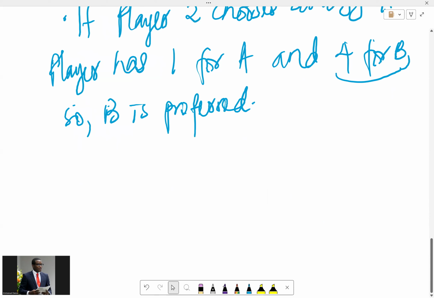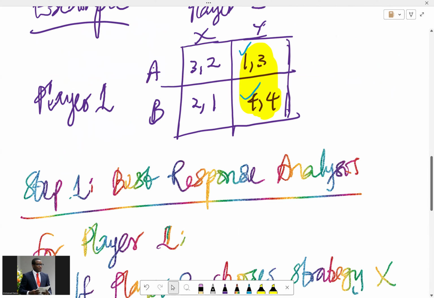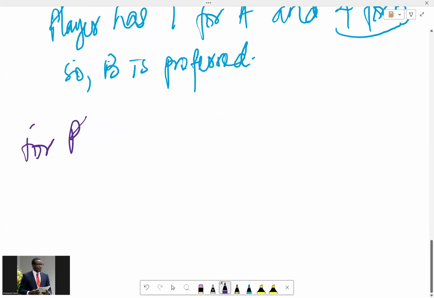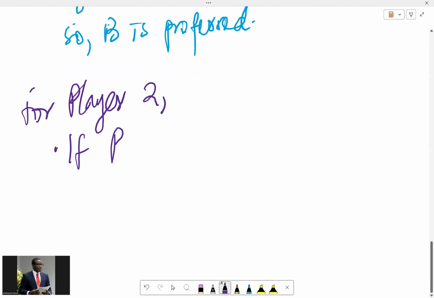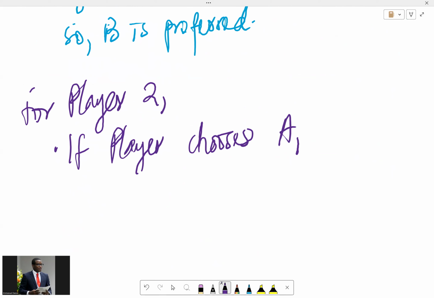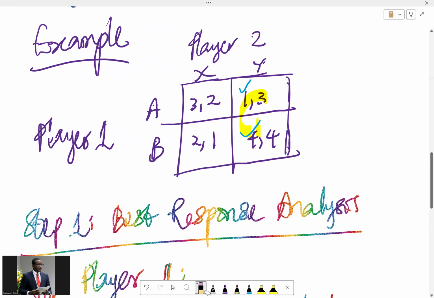Now let's switch over to player two. For player two, we want to see the best response. Again, we look at the situations. If player one chooses strategy A, now we want to see player two's best response. So if player one chooses strategy A, that means we are here.